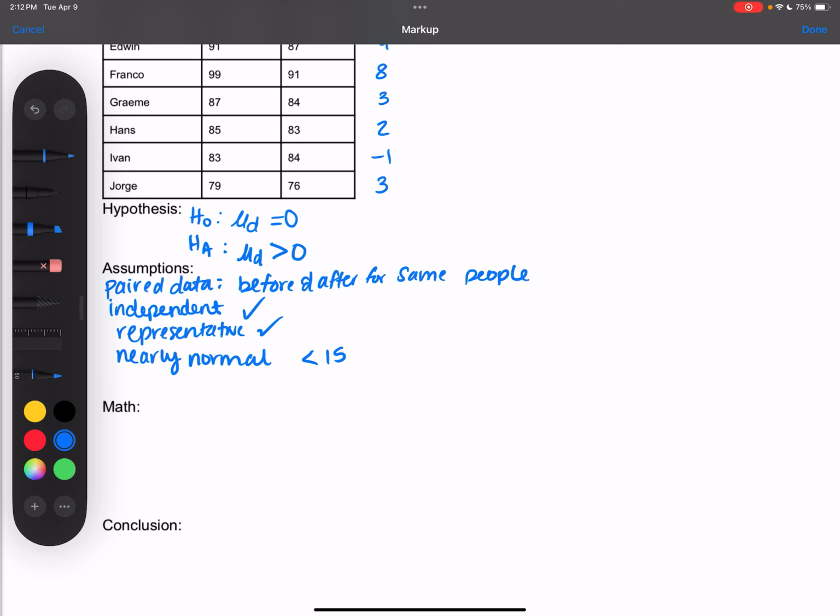All right, so just for the practice again, let's run one variable stats on L3. If you did it on something other than L3, you're going to have to do it as like 1 minus 2 to get the difference.